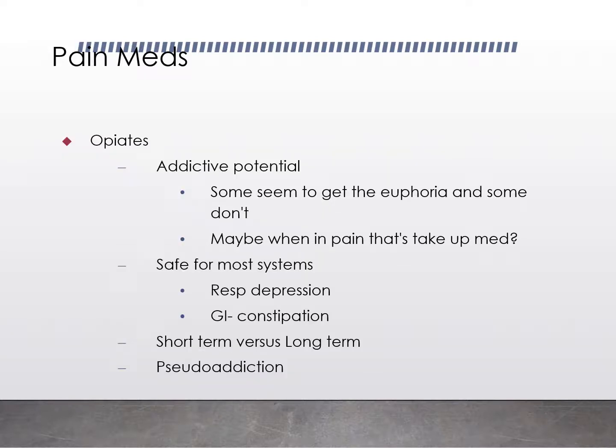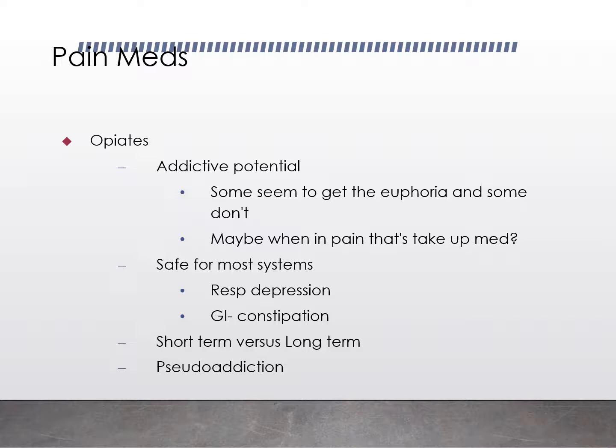So pain meds, opiates, as we know, there's an addictive potential. I think we're going to find that some people have a receptor which develops that euphoria and some don't. It does seem that when people are in pain, the opioids are taken up by those receptors, and even people who normally get that euphoria sensation don't seem to get it when they are in pain. Most opiates are actually pretty safe drugs. They don't cause a lot of problems.